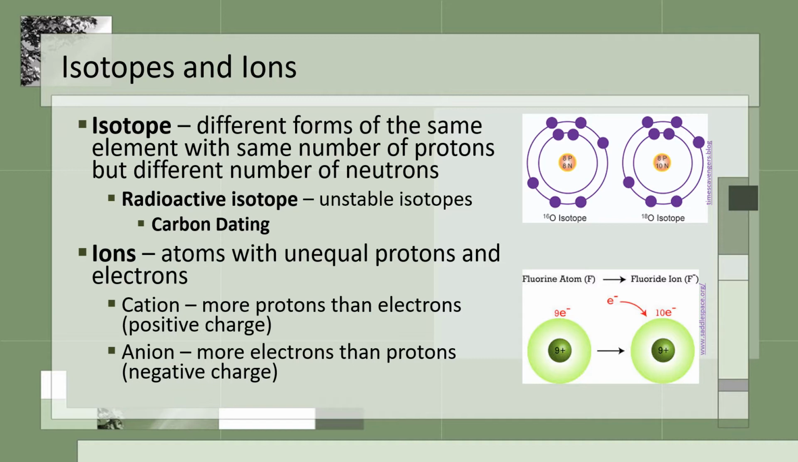On the fluorine diagram, notice on the left there are 9 negative electrons and 9 positive protons. These particles cancel each other out and leave the atom with an overall neutral charge. In the atom on the right, it has gained 1 electron, which is negative, so now there are 10 negatives to 9 positives. This would leave the atom with an overall charge of -1. The fluorine atom has become a fluorine ion.